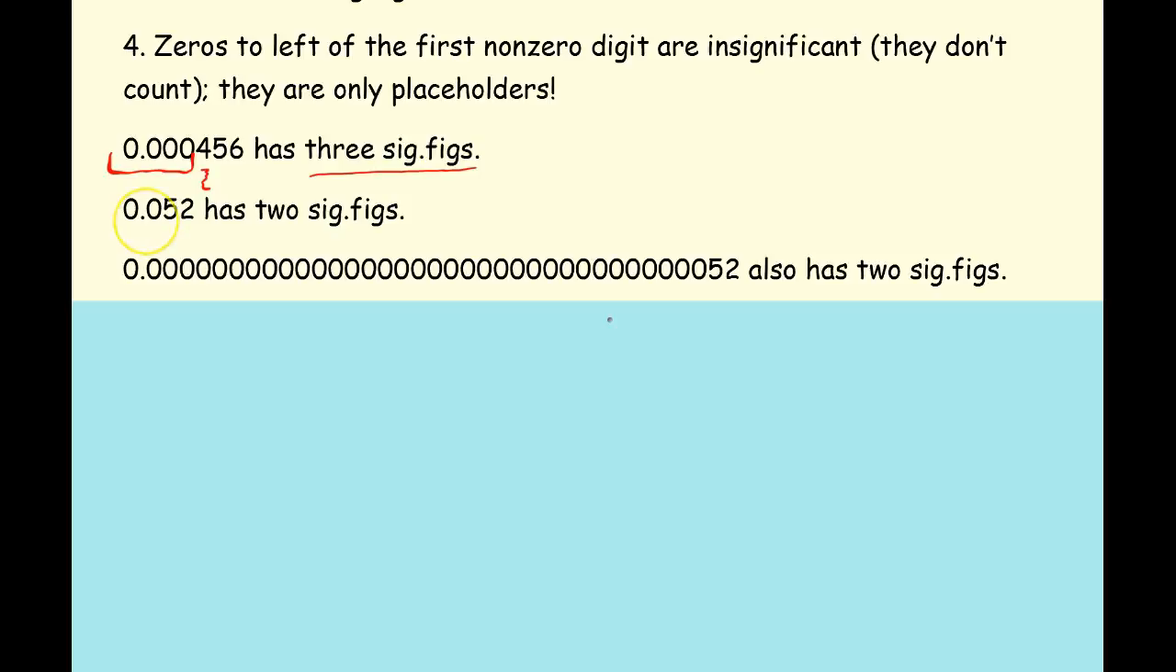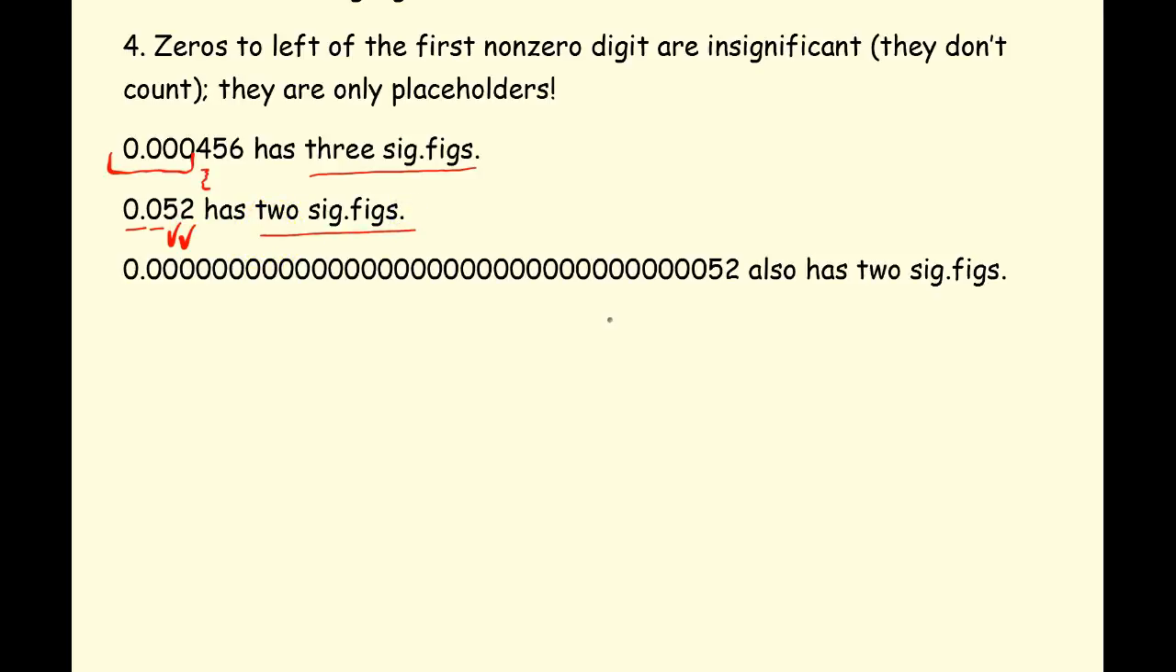The second example we have here is 0.052. The first 2 zeros do not count because, again, they are to the left of the first non-zero number, which is the 5. We can count the 5, we can count the 2 only. Therefore, we have 2 significant figures.